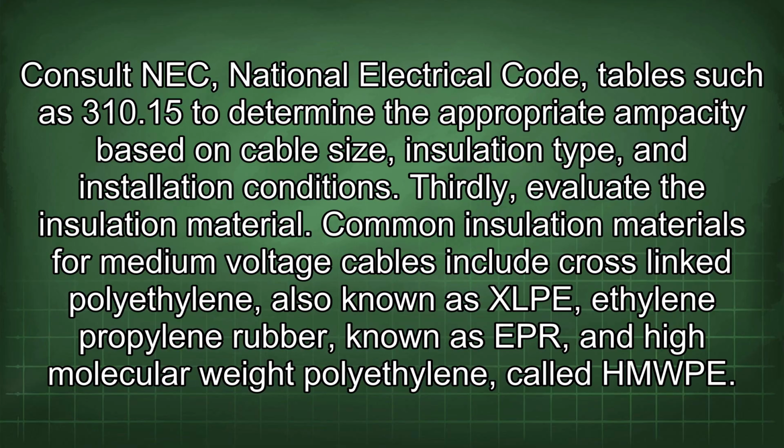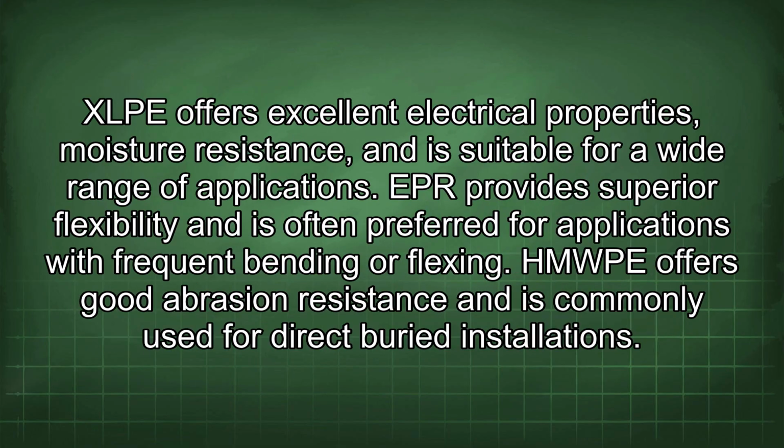Common insulation materials for medium voltage cables include cross-linked polyethylene, also known as XLP, ethylene propylene rubber, known as EPR, and high molecular weight polyethylene called HMWP. XLP offers excellent electrical properties, moisture resistance, and is suitable for a wide range of applications. EPR provides superior flexibility and is often preferred for applications with frequent bending or flexing. HMWP offers good abrasion resistance and is commonly used for direct buried installations.